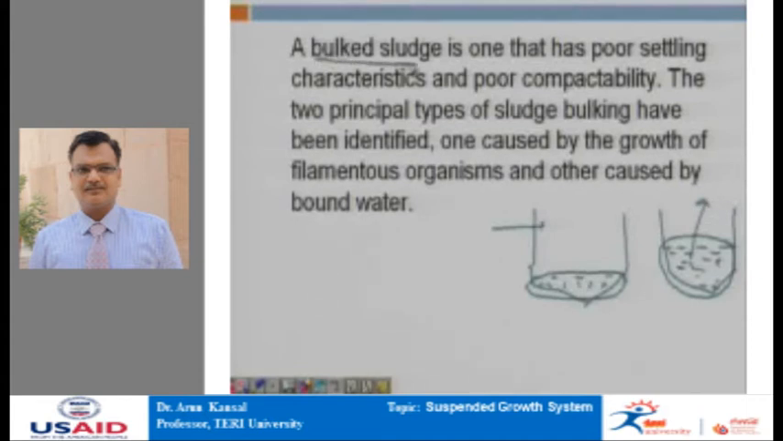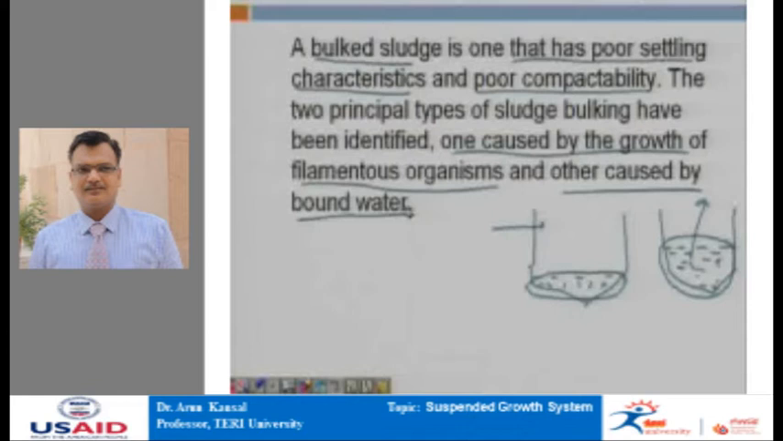So, a bulk sludge is one that has poor settling characteristics and poor compactability. There are two principal types of sludge bulking that have been identified. One is caused by growth of filamentous organisms, which is the most common cause, and the other is caused by bound water, that is, water which is bound with the sludge biomass and makes the entire sludge voluminous. Let me explain sludge bulking in a little more detail.